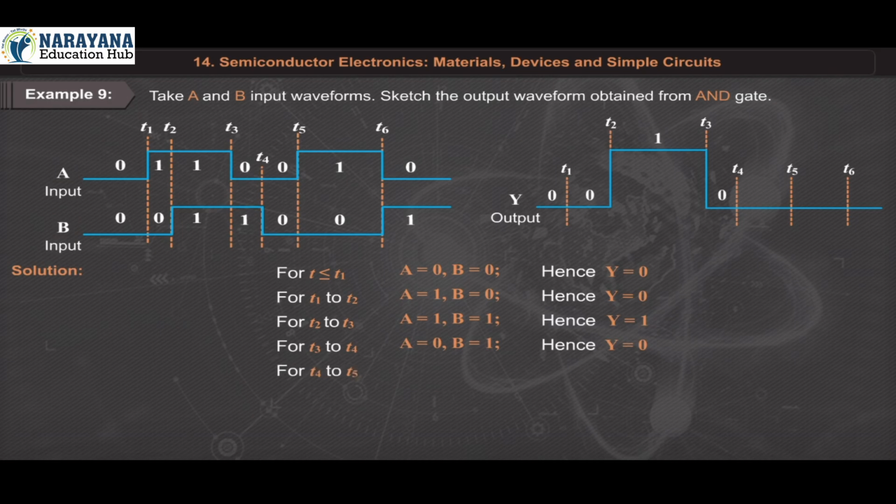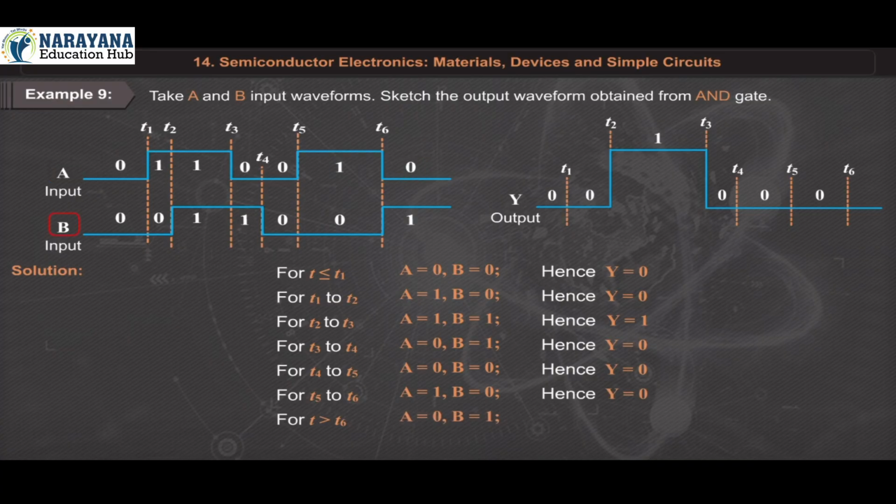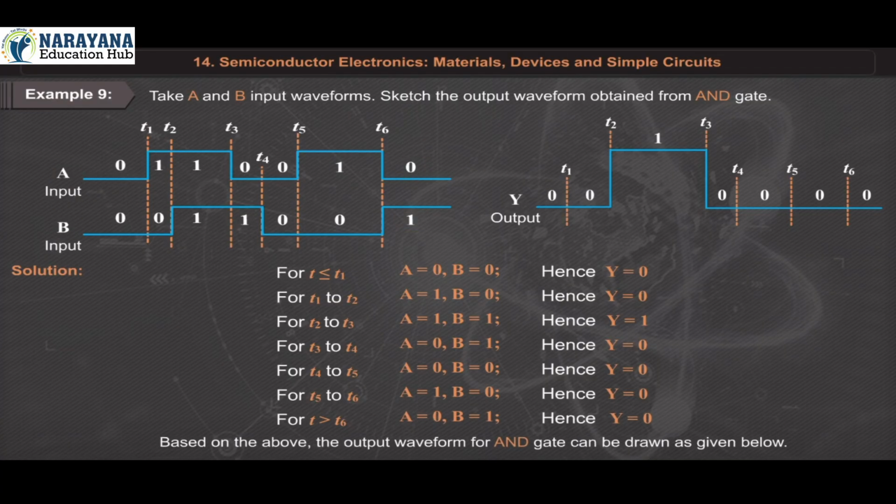For t4 to t5, A = 0, B = 0. Hence, Y = 0. For t5 to t6, A = 1, B = 0. Hence, Y = 0. For t > t6, A = 0, B = 1. Hence, Y = 0. Based on the above, the output waveform for AND gate can be drawn as given below.